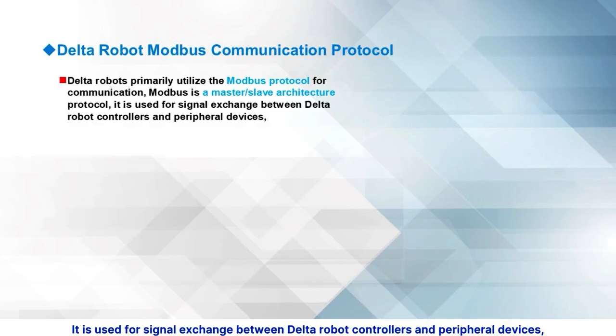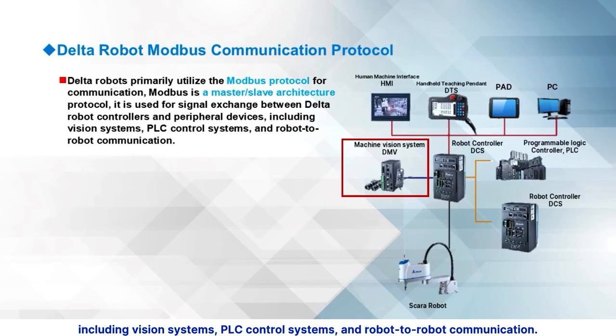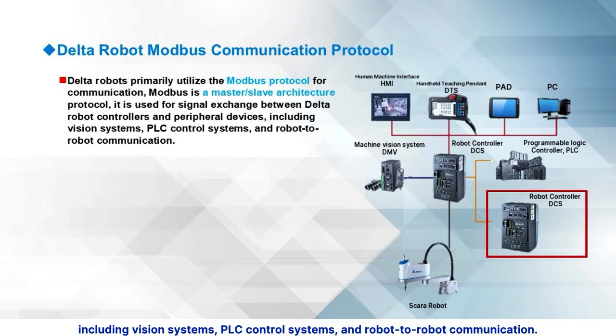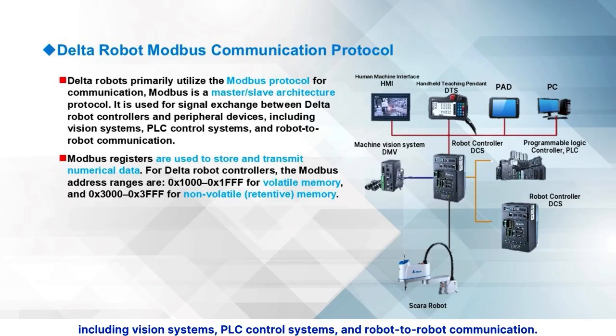It is used for signal exchange between Delta robot controllers and peripheral devices, including vision systems, PLC control systems, and robot-to-robot communication. Modbus registers are used to store and transmit numerical data for Delta robot controllers. The Modbus address ranges are 0x1000 to 0x1FFF for volatile memory, and 0x3000 to 0x3FFF for non-volatile, retentive memory. For detailed information, please refer to Chapter 12 of the RL Manual.